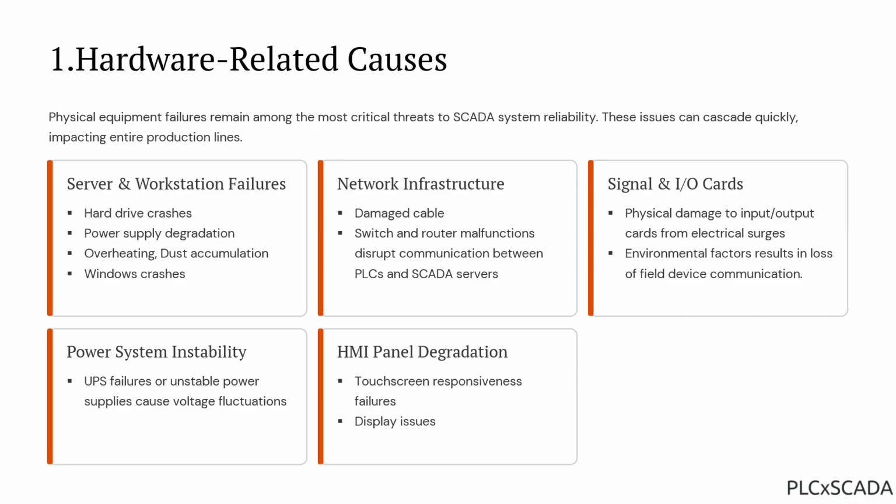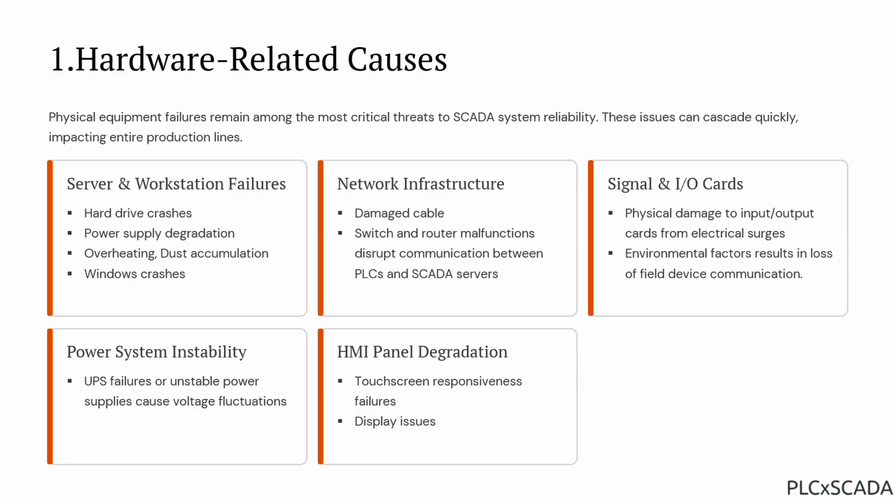Next one is network infrastructure. The SCADA system relies on network infrastructure for real-time data communication. If the network fails, the entire data flow stops, and the main causes are damaged Ethernet cables and malfunctioning of the routers and switches.